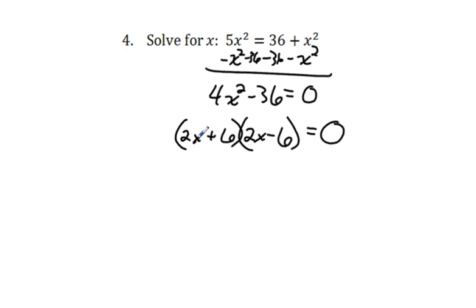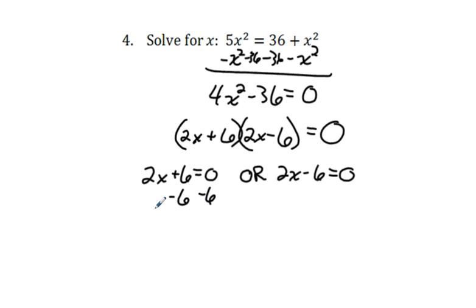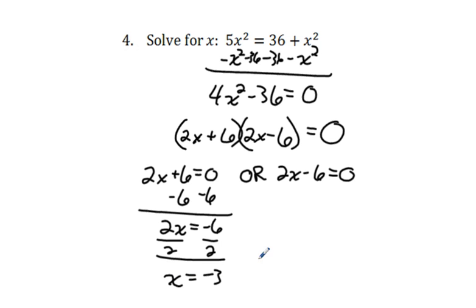All right, so now that I have two things being multiplied together to give me 0, if I have two numbers being multiplied together and it gives me 0, then one of the two numbers has to be 0. So either 2x plus 6 has to be 0, or 2x minus 6 has to be 0. Solve for x. So I'm going to subtract 6 from both sides in this one. So I get 2x is equal to negative 6. Divide both sides by 2. So I get x is equal to negative 3.